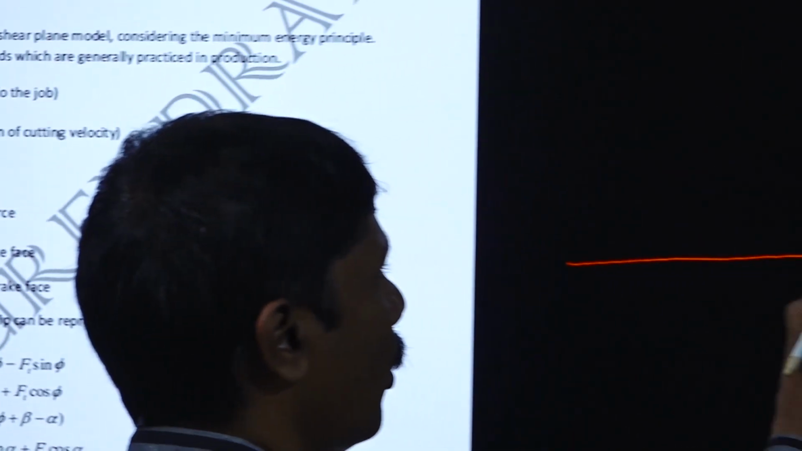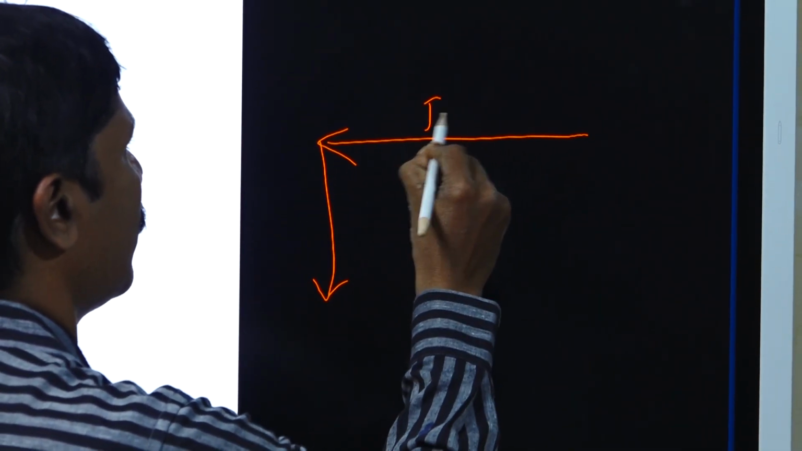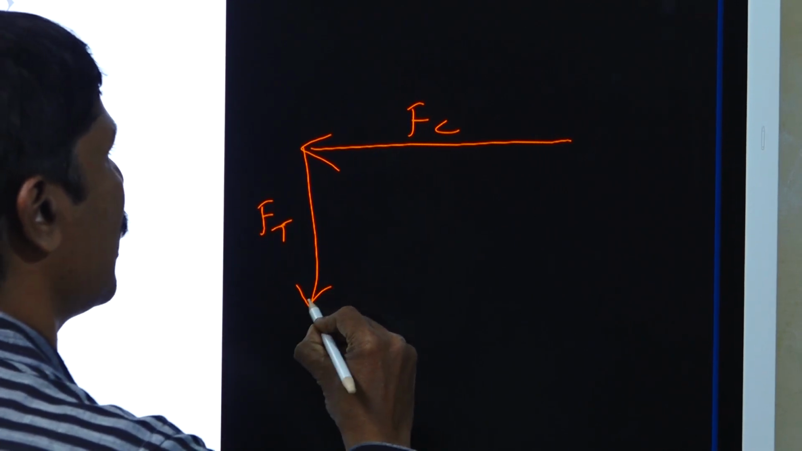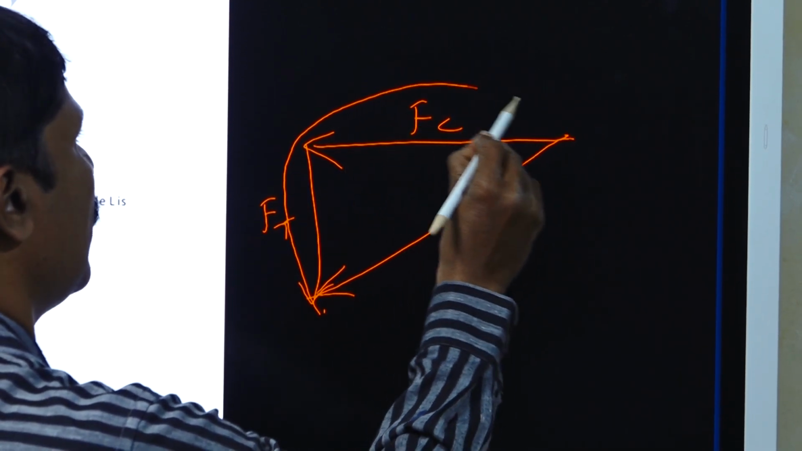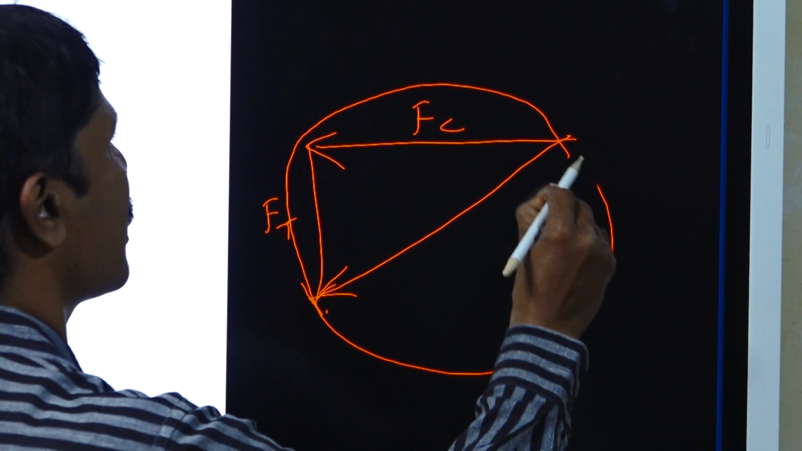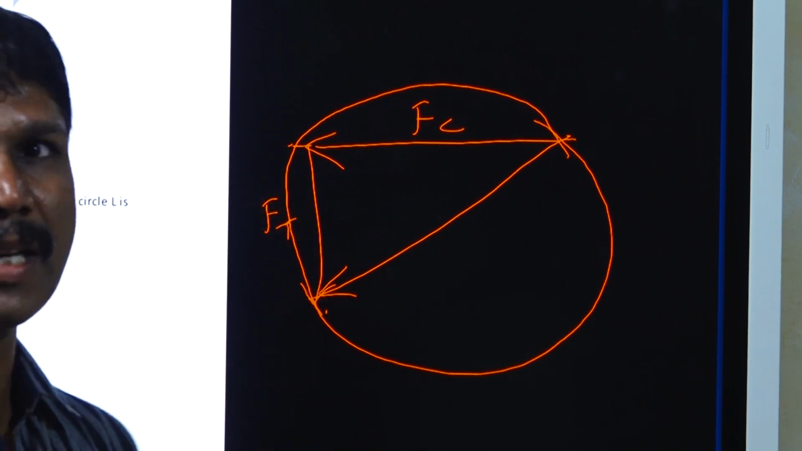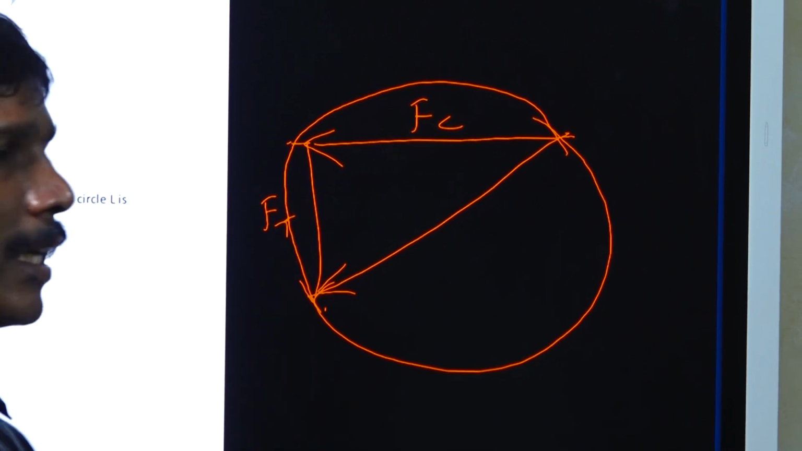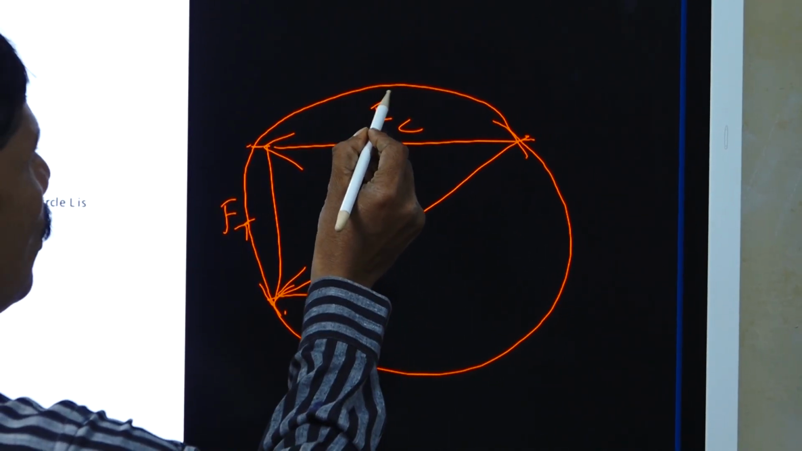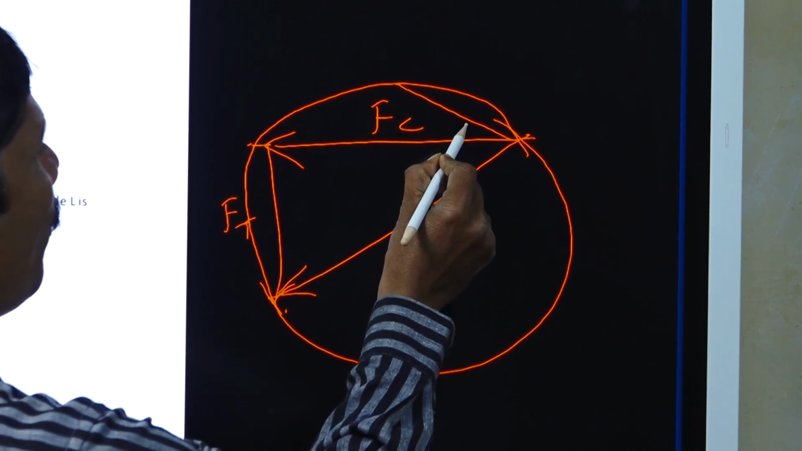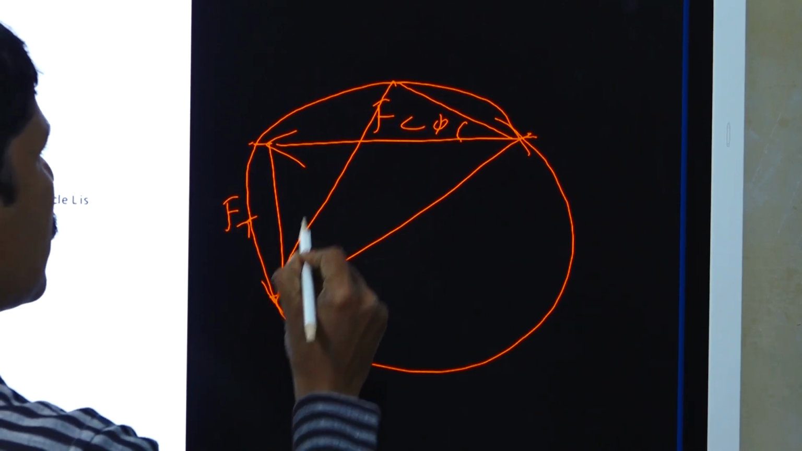So this is the cutting force, and this one is the thrust force. So we are having the resultant force. By using this, he has to construct the circle. That circle is called as Merchant circle, and in this Merchant circle we have to get the shear plane. So the shear plane is at an angle of phi from here. Okay, so we have to connect with the resultant force.